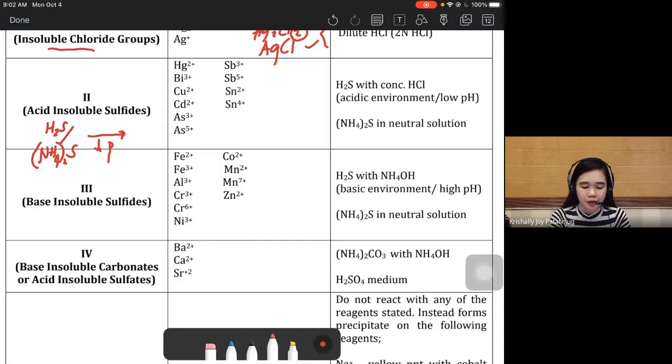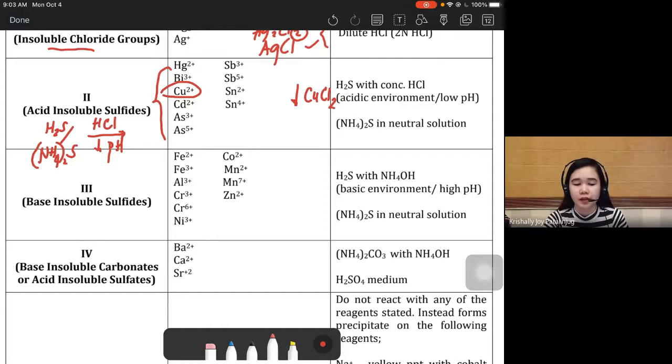Kaya mababa ang pH. Halimbawa ng reagent that could lower the pH for this certain reaction is HCl, or concentrated hydrochloric acid. So that is the precipitating agent where these ions are very much reactive, forming the sulfide salt. In our previous experiment, the one studied under group 2 is the copper 2 plus. That's why it will form, di ba, the precipitate cupric chloride, CuCl2.